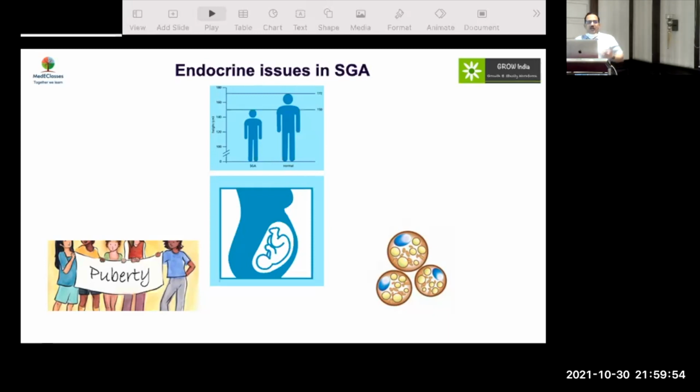So they will have less time to grow. One, they are growing slowly and their bone age is advanced, so they will fuse quickly. So this is a big problem which happens. So if you have an SGA child with early puberty, immediately rush for management.